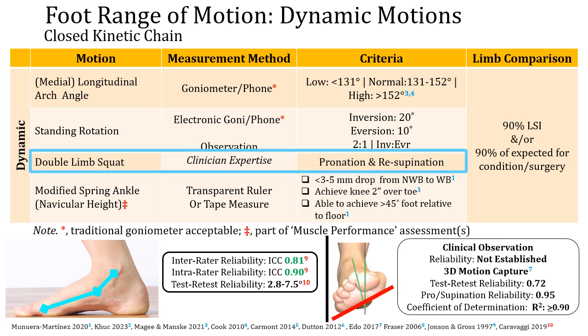Then we have the double limb squat, and this is pronation and resupination. This is a little bit more of observation and clinical expertise, and so it's less quantifiable. That being said, it should look relatively symmetrical, and it may just be a gross indicator that further in-depth assessment, be it manual assessment or otherwise, is still necessary within one or two of the axes of the foot and ankle.